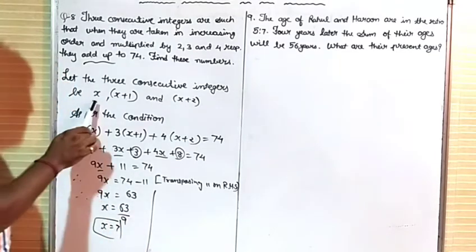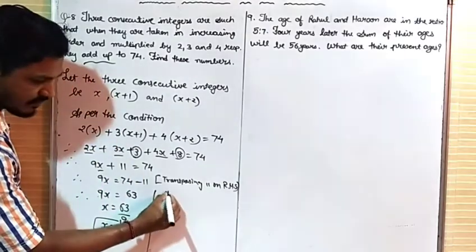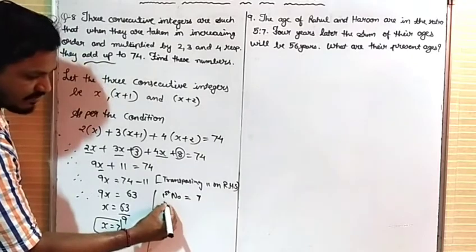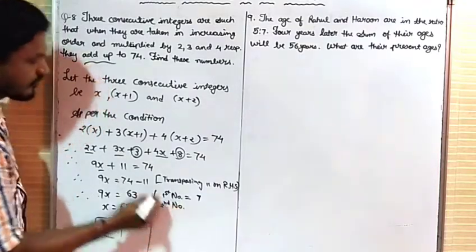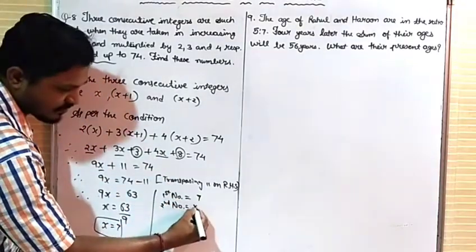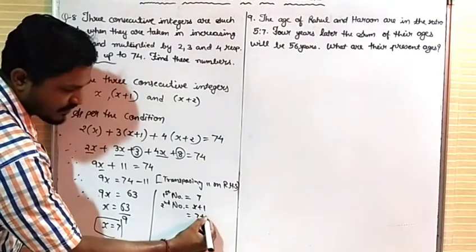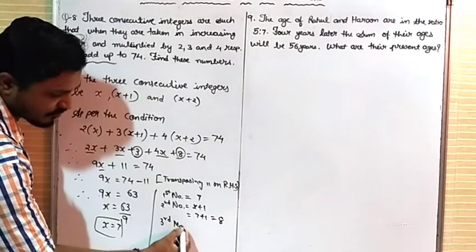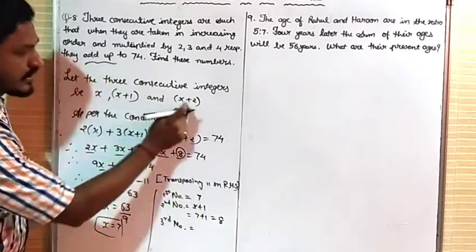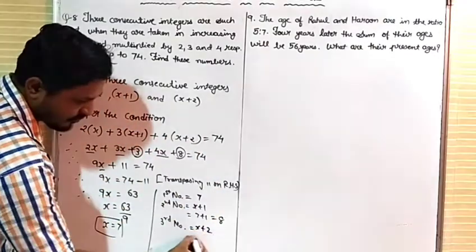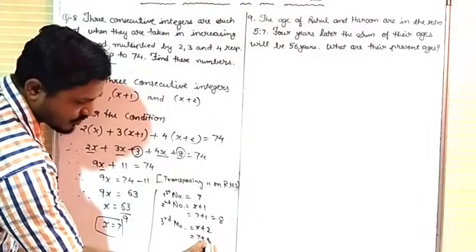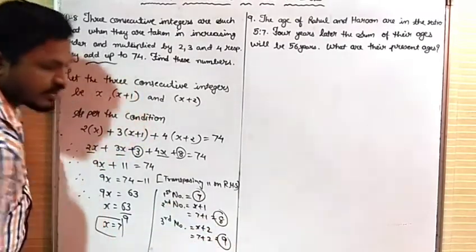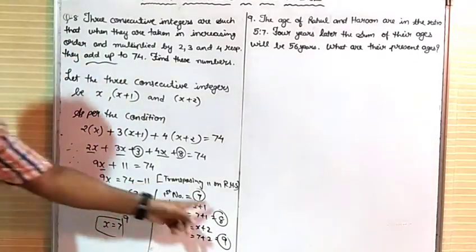Now, our first number is 7. Second number, x plus 1, that is 7 plus 1 equals 8. Our third number, that is x plus 2, that is 7 plus 2 gives 9. These are the consecutive integers: 7, 8 and 9.